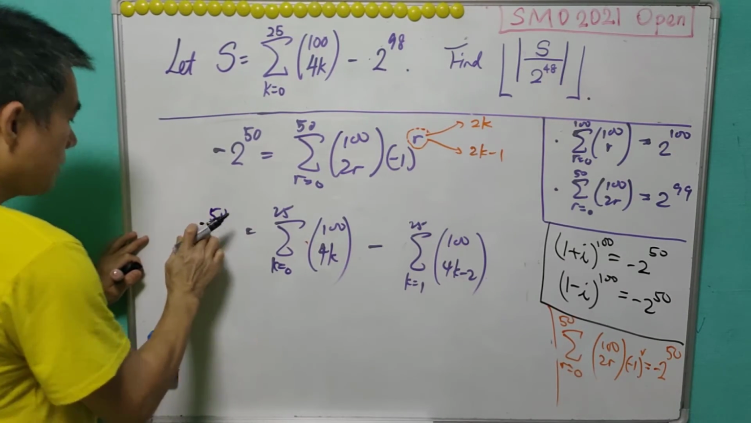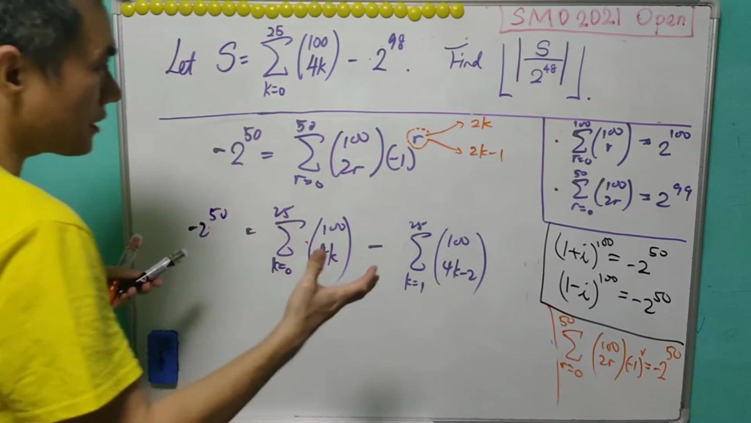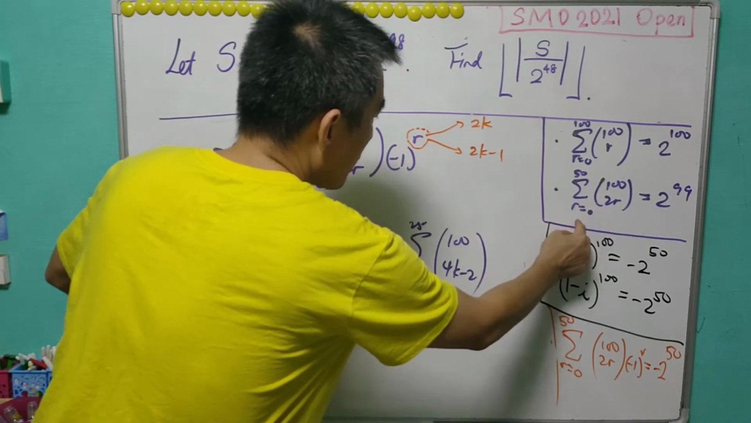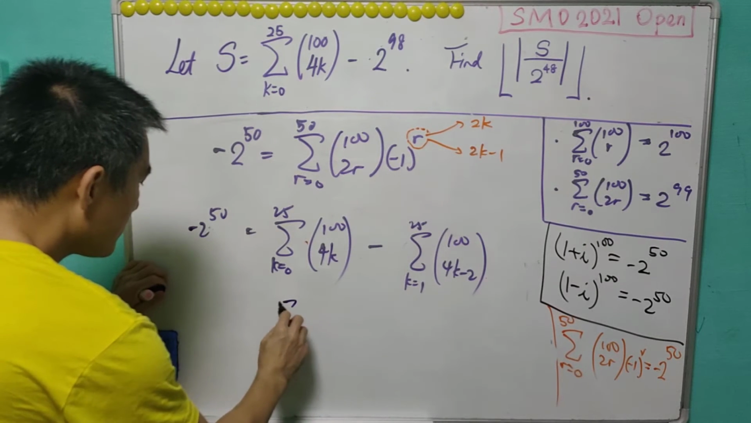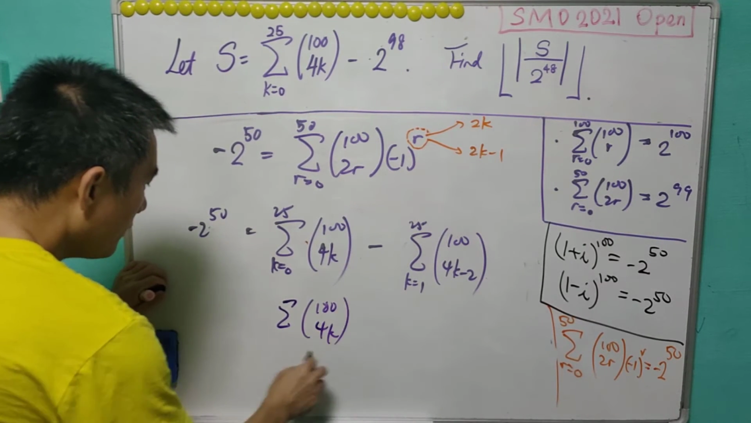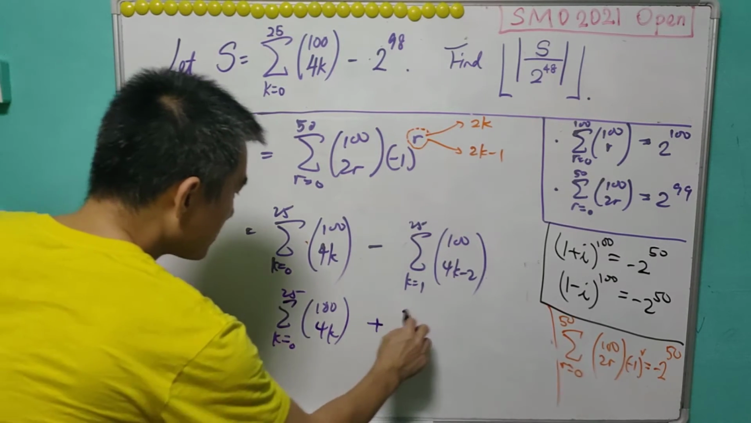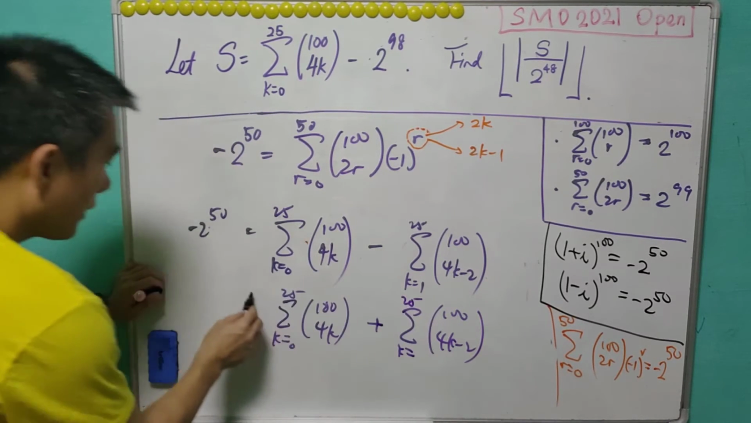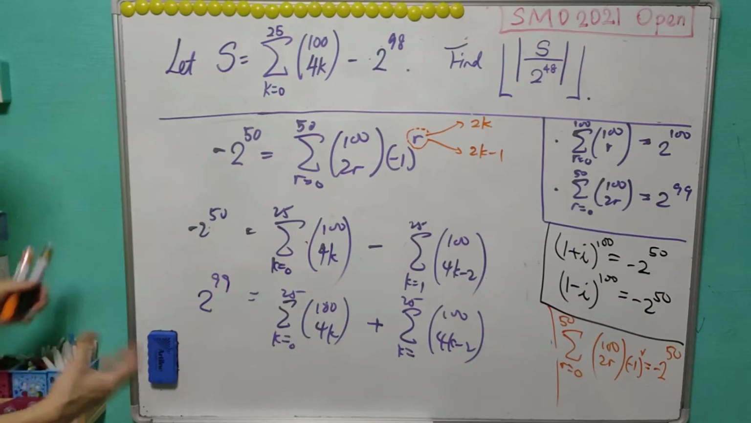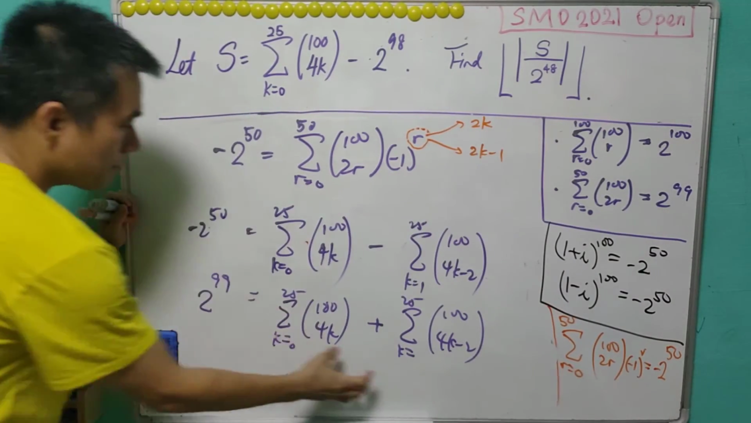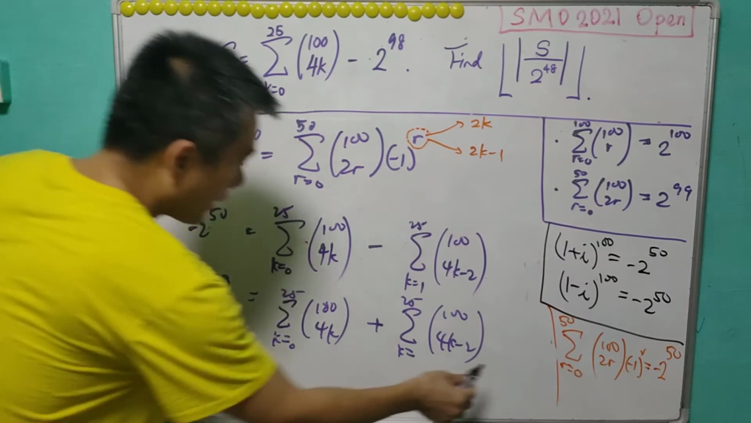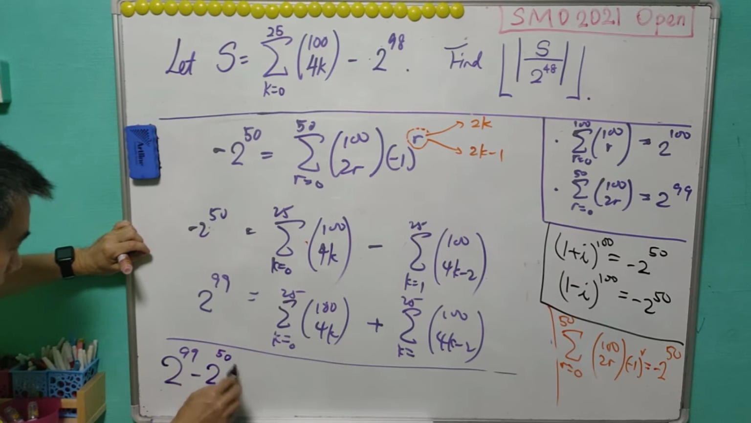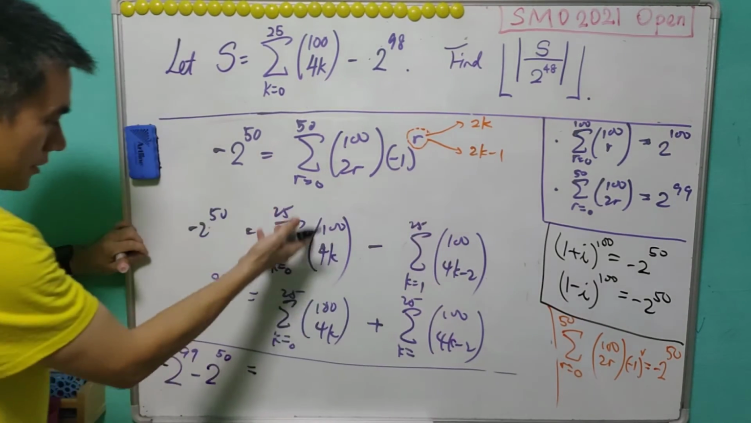So how do we get the final answer? Now we do exactly the same thing as the previous case. So this is the summation of 100 choose 2r, when r equals 0 to 50, we can actually write as the summation of 100 choose 4k from k equals 0 to 25 plus the summation of 100 choose 4k minus 2, k equals 1 to 25, equals 2 to the power of 99. Again, it is a minus b equals this value, a plus b equals this value. When we add it together, then this will be 2 to the power of 99 minus 2 to the power of 50. Okay, this will cancel off and this will be a double.